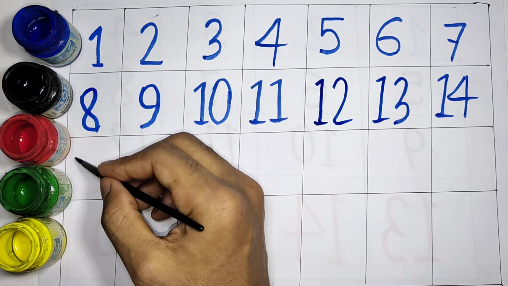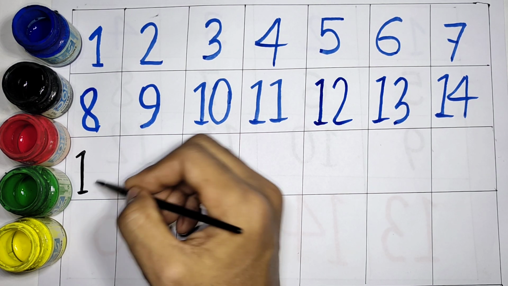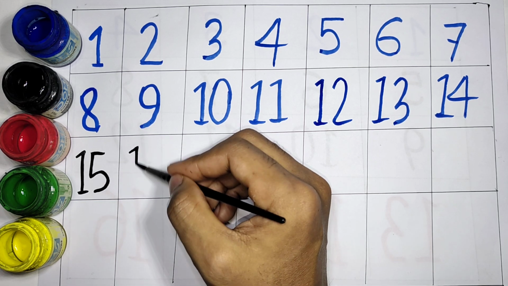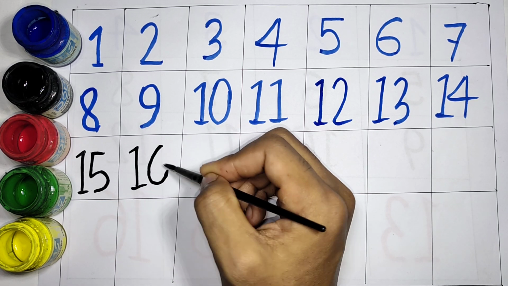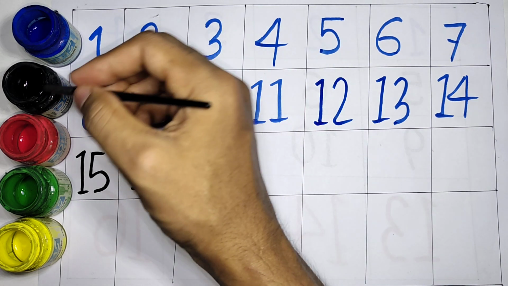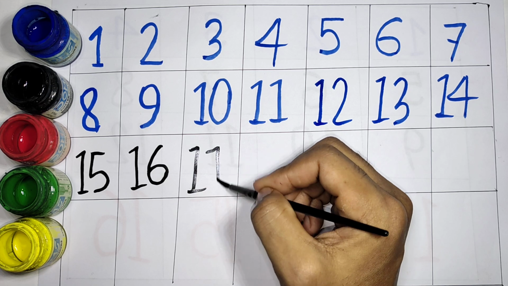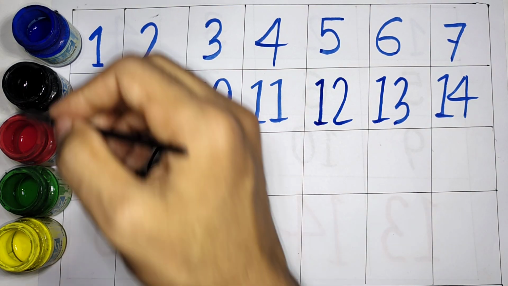Now we draw the number of 15. The next one is 16. Kids, now we draw 17. And the next one is 18.